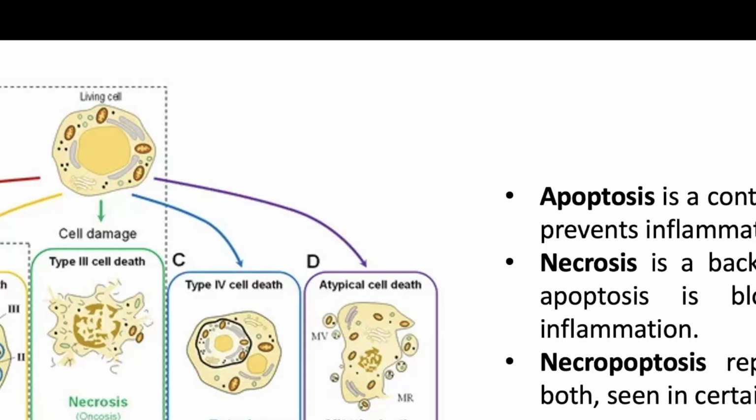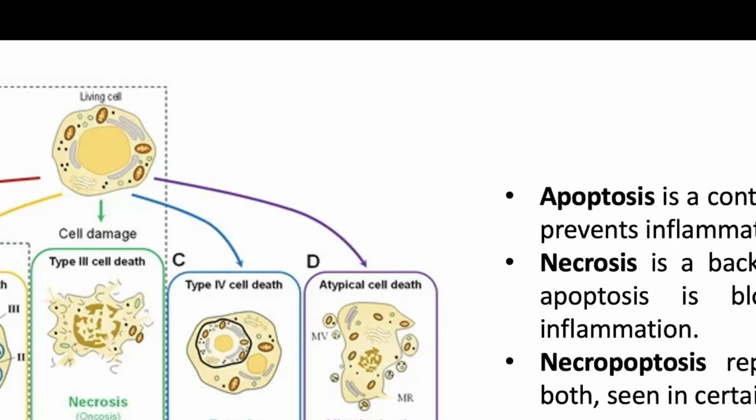Necroptosis represents a hybrid form of both, seen in certain diseases. Now, these are some of the salient features of apoptosis, necrosis, and necroptosis. How well is it regulated? Apoptosis is highly regulated. It is caused by two groups of proteins called pro-apoptotic and anti-apoptotic proteins. These are all forms of programmed cell death, also known as PCD. Necrosis is less regulated, while necroptosis is hybrid.